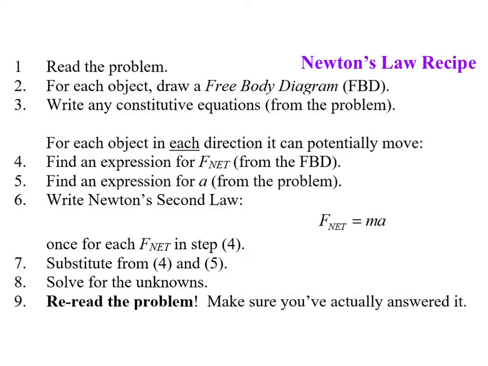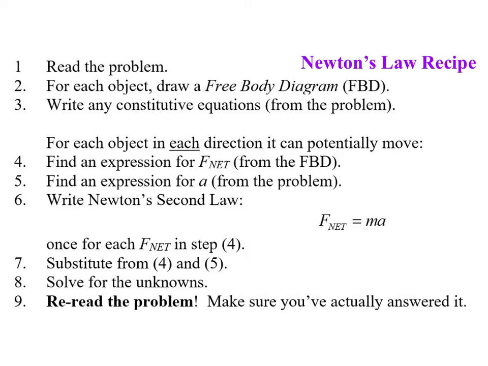In other words, replace F net with what you found in step 4, replace a with what you found in step 5. Then number 8 is sort of the most annoying, just solve. But I really mean just algebraically solve. All right, we're not talking about solving the physics problem anymore, we're talking about solving these equations, which are often mathematically annoying, but not usually overly challenging.